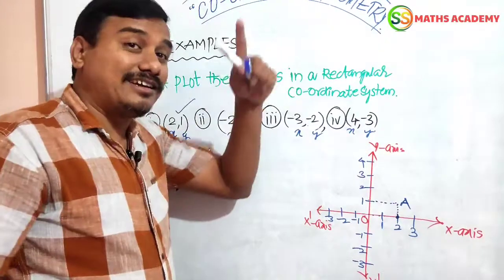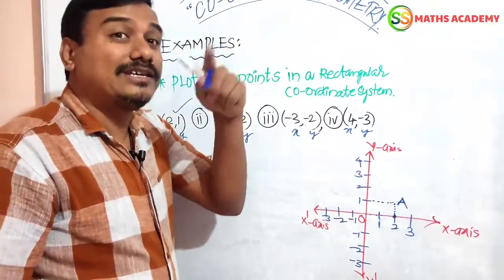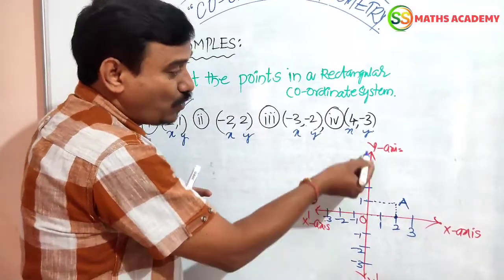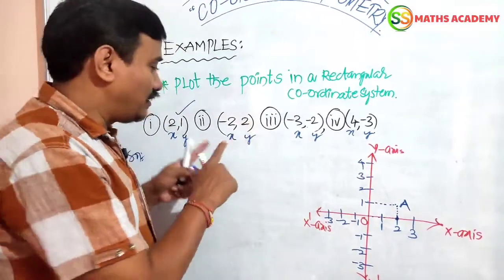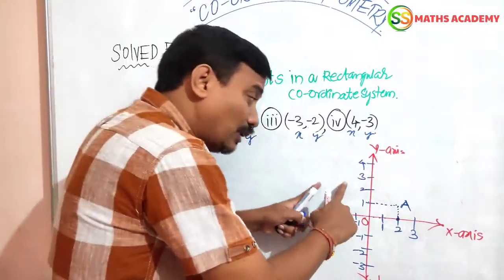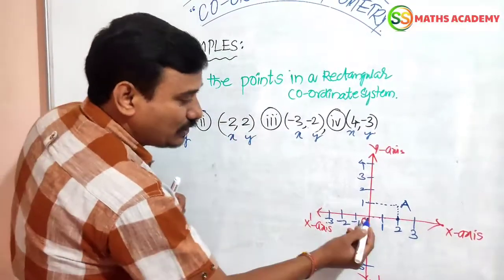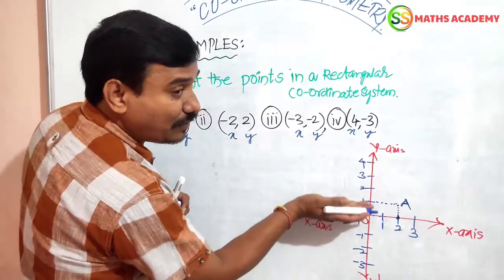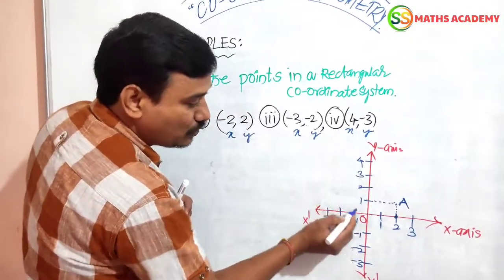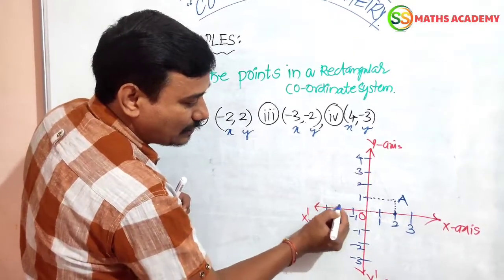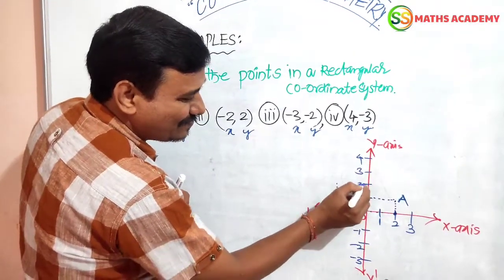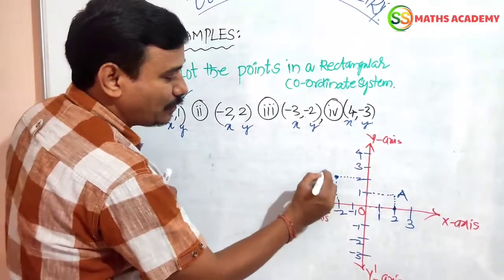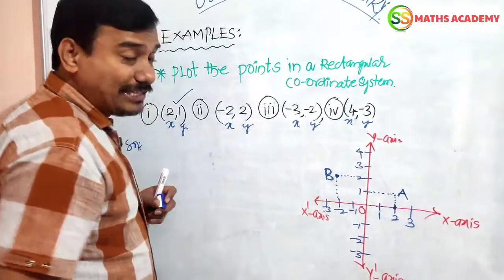Minus 2, 2. By the knowledge of quadrants, minus plus is the second quadrant. OX dash is minus, OY is plus. Minus plus, second quadrant. So this point will be located here only. Distance of minus 2 here on the x axis, minus 2. Here on the y axis, distance from the x axis is 2. Here and here. Yes, the second point is located here. The name of the point is B.